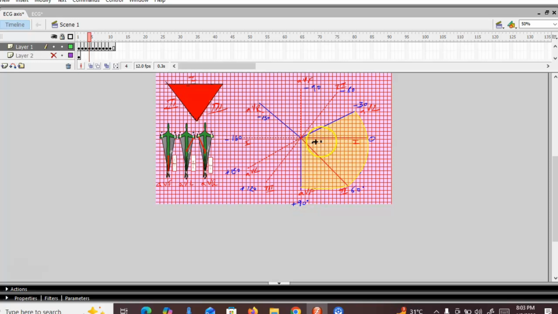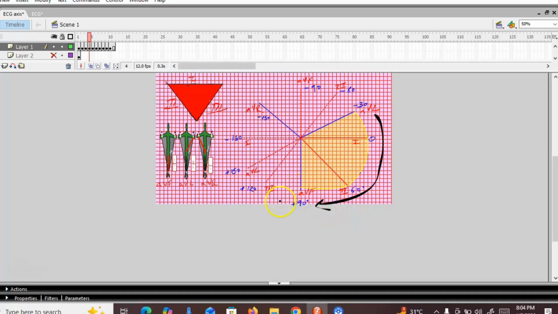Now everything on this axis, this one is plus, this is plus. Understand? Got it. If you go on the left side, it becomes minus. So you can see over here, this is minus 180. So the normal axis of the heart is minus 30 to plus 90.